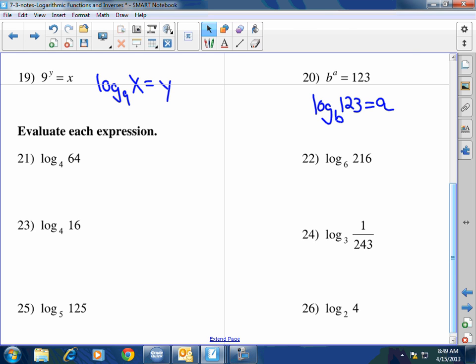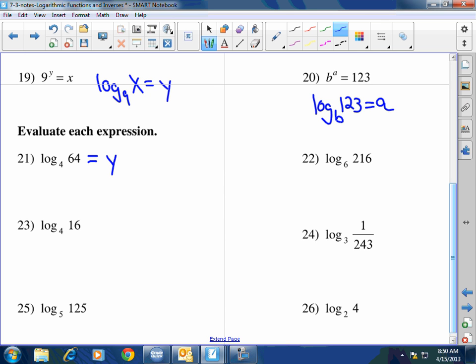Now, for these, though, we will not need a calculator. We're going to evaluate these. Guys, doesn't log base 4 of 64 equal some exponent that made that 4 turn into a 64? Well, that's what we're going to do here. We're going to be rewriting these as exponentials, and then we're going to see what power I need to put in there. Unfortunately, you are going to have to think about this.